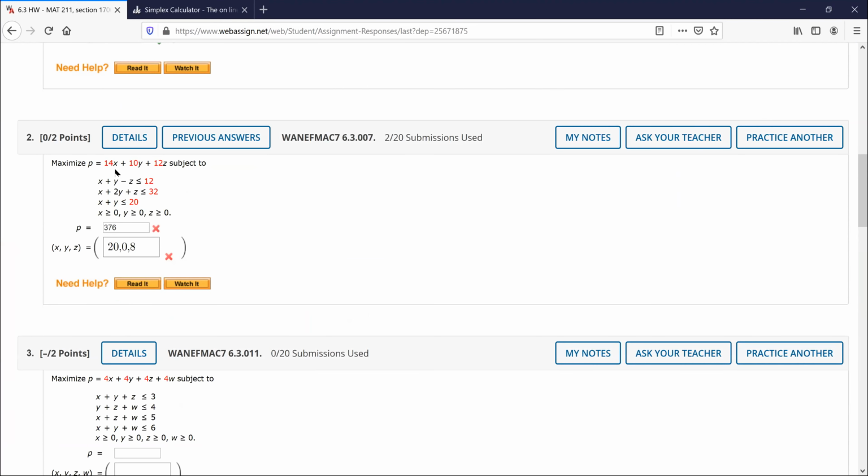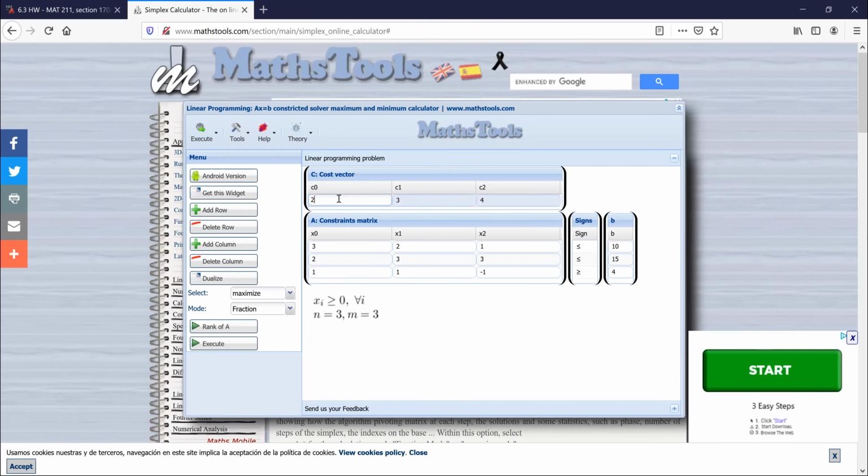Share this one. So if we look at question 2, you're maximizing 14x plus 10y plus 12z. Actually, I need to snip that so I can see it in our workspace. Okay, and then if I click over here to the tool, the cost vector here is 14x, 10y, plus 12z. And then you add your constraints. So x0 is x, x1 is y, x2 is z, or whatever you end up having here. And you can add rows and columns as needed.